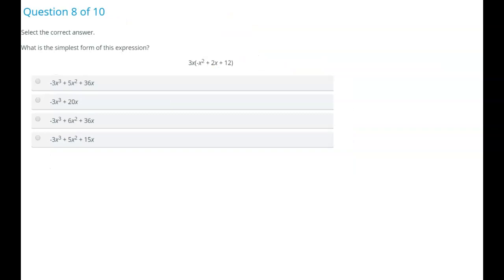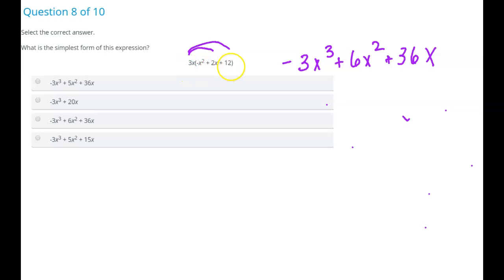Number 8 says, what's the simplest form of this expression? Again, you need to distribute first and combine your like terms. So as soon as I multiply, I get negative 3x to the third. And don't forget about your properties of exponents. An x times an x squared is x to the third. Then you're going to get plus a 6x squared, and then you're going to get a 36x. So it looks like I just gave you the answer to that one. Just distribute that 3x to every term in the trinomial.